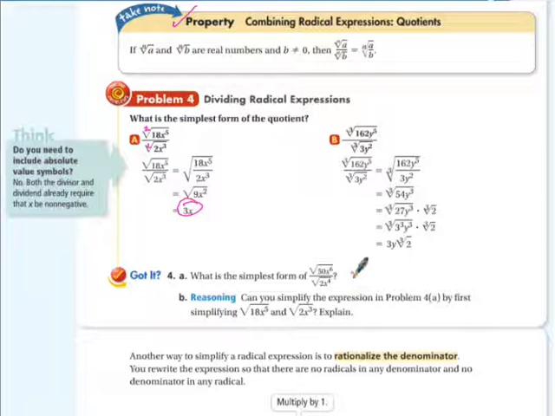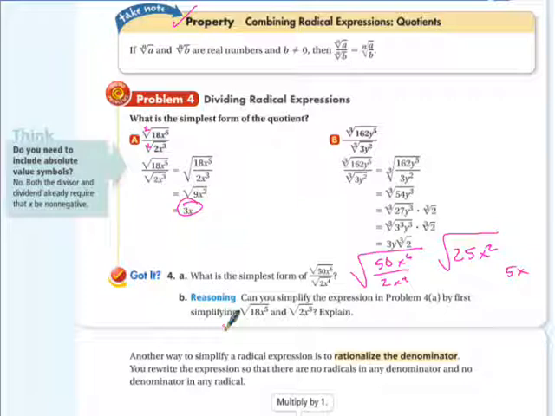So we'll do this one together. We combine it into one. This is now 50 x to the 6th over 2x to the 4th, which is 25 x squared, which is 5x. Part B says, can you simplify the expression in problem 4A, the first part, by simplifying 18x to the 5th and 2x cubed?